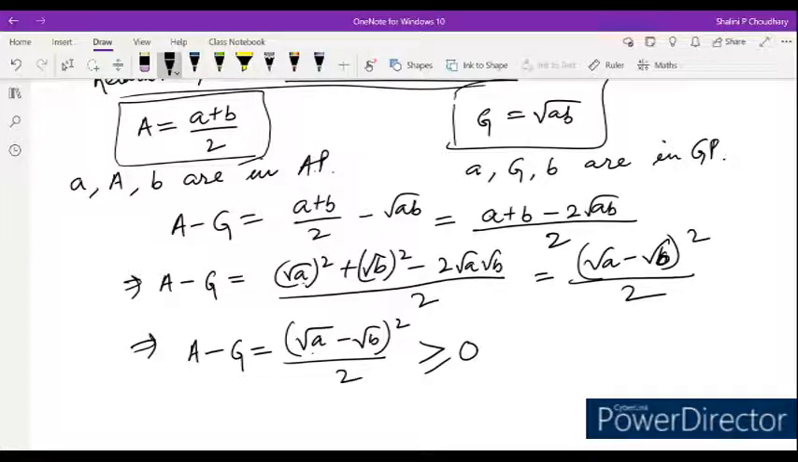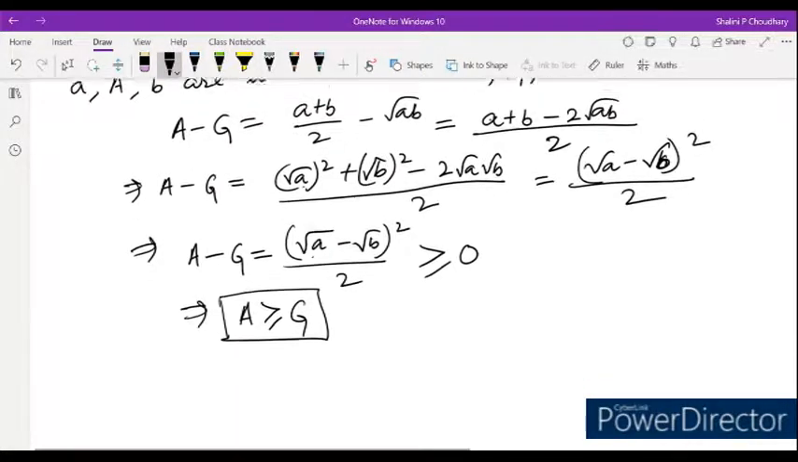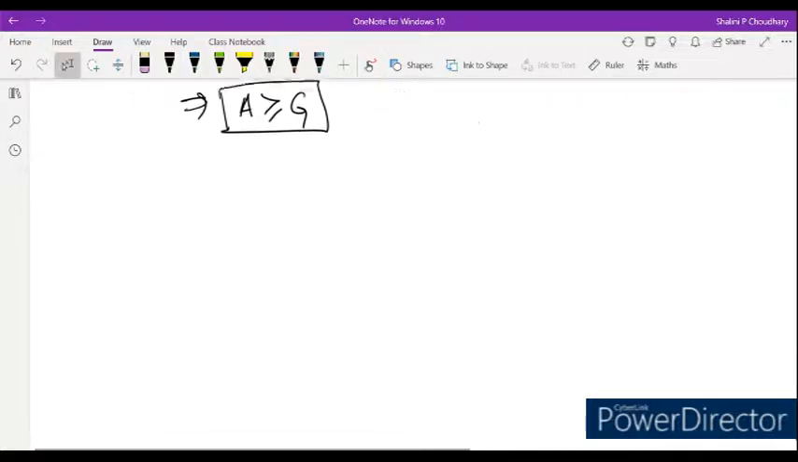Real numbers we are taking, so it can't be negative. It means that if this is always greater than or equal to 0, then A will always be greater than or equal to G. So this is the relationship between A and G: in arithmetic mean and geometric mean, the arithmetic mean will always be greater than or equal to the geometric mean. Okay, so based on this one we'll do one sum.